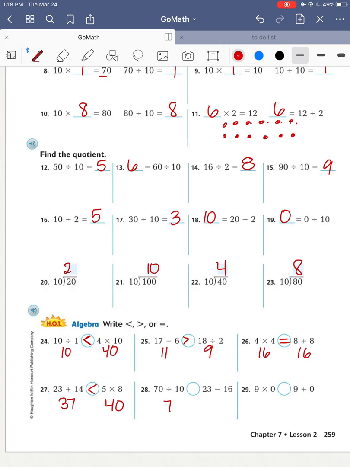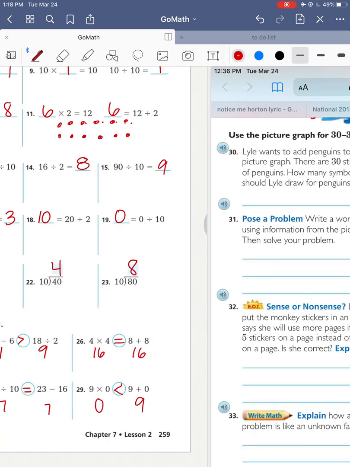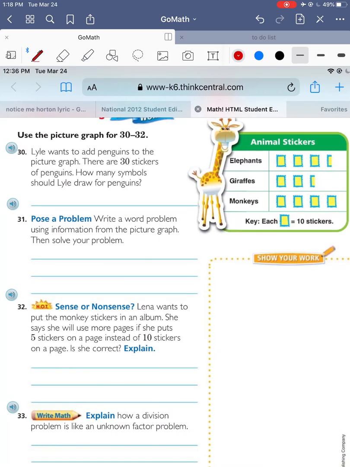70 divided by 10 is 7. 23 minus 16 is 7. So they equal each other. 9 times 0 is 0, and 9 plus 0 is 9. So 0 is less than 9. Okay, and let's do the last one.